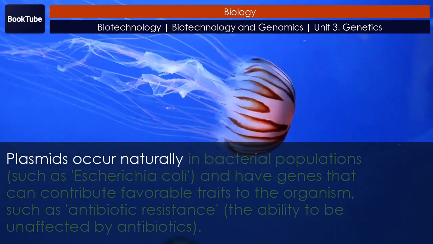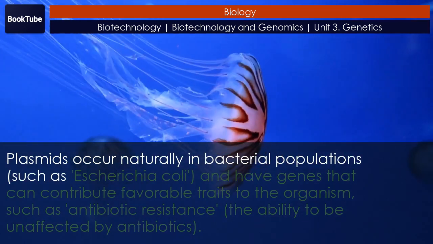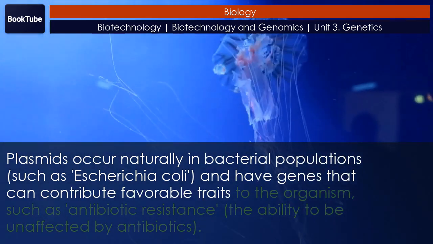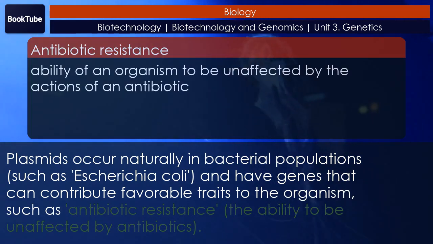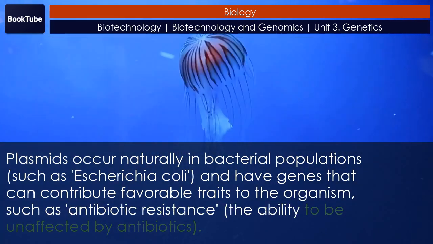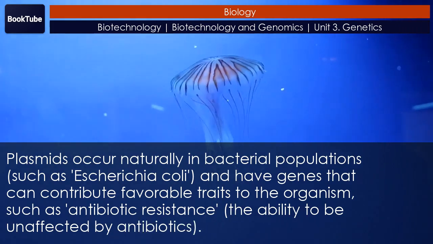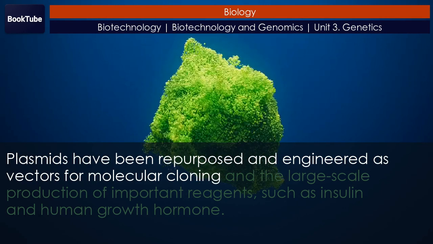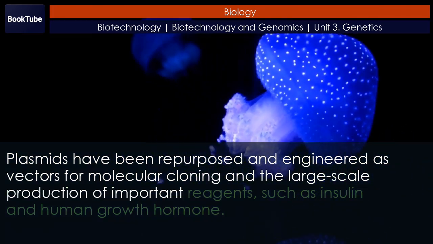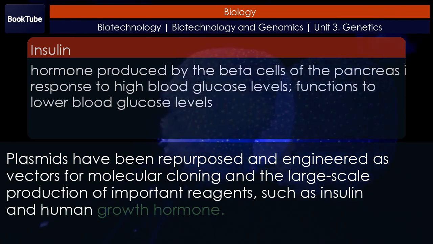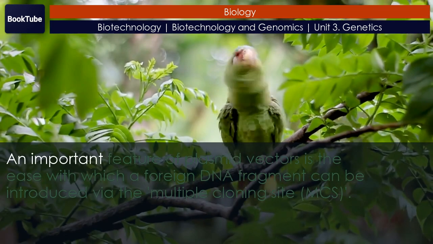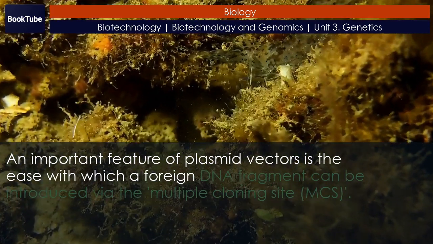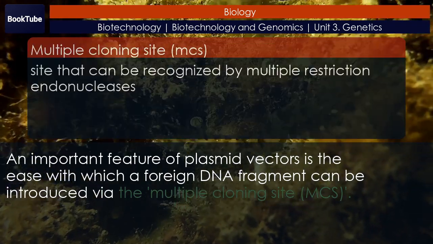Plasmids occur naturally in bacterial populations, such as Escherichia coli, and have genes that can contribute favorable traits to the organism, such as antibiotic resistance, the ability to be unaffected by antibiotics. Plasmids have been repurposed and engineered as vectors for molecular cloning and the large-scale production of important reagents, such as insulin and human growth hormone. An important feature of plasmid vectors is the ease with which a foreign DNA fragment can be introduced via the multiple cloning site, MCS.